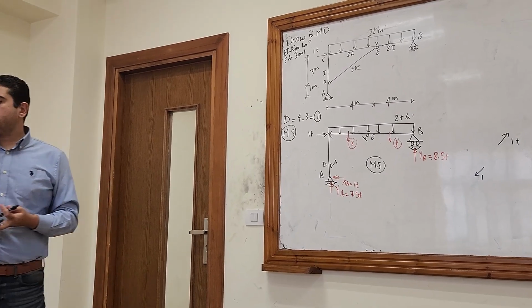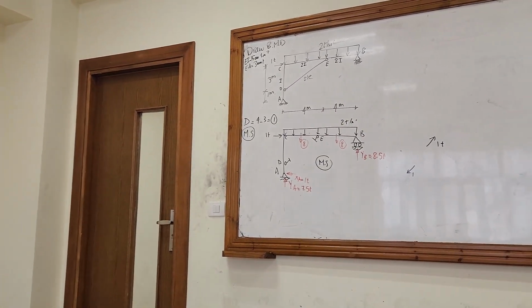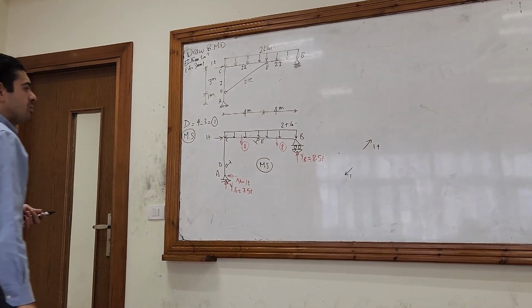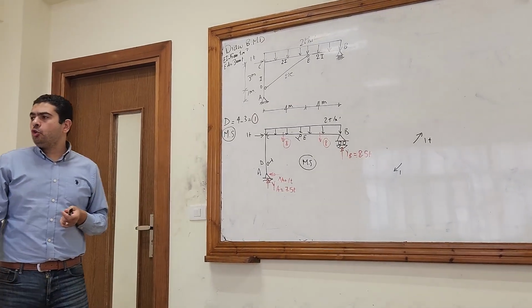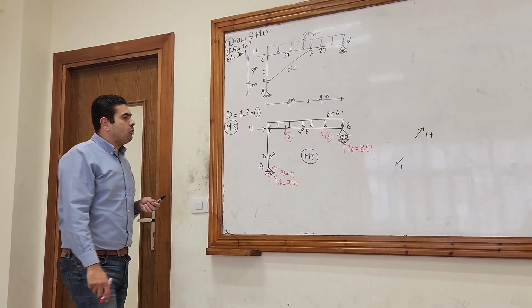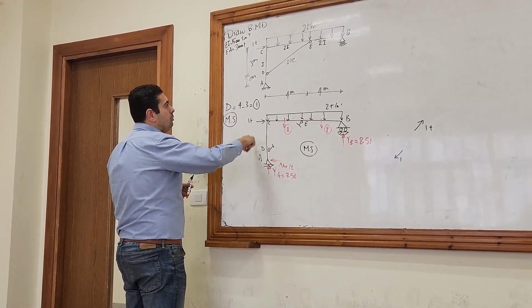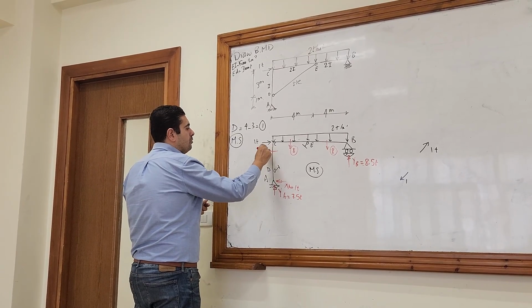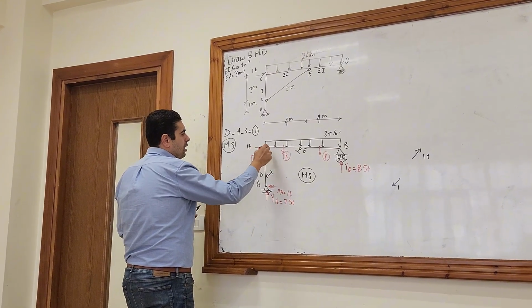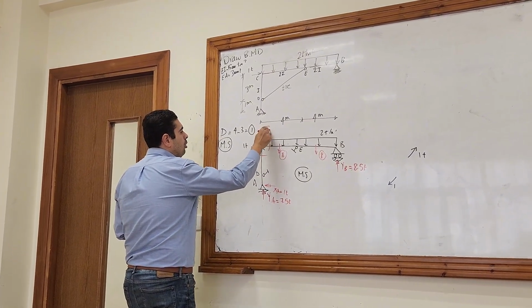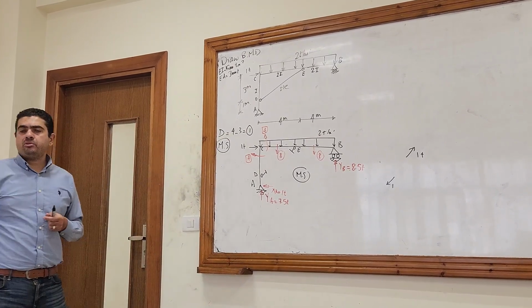Let's draw the moment. It is a frame. How can I draw a moment for a frame? I have first to calculate the moment at the joints. How many joints do I have? I have only one joint here. The moment will be 1 multiplied by 4, which is 4 in this direction. So the other direction has to be also 4 in the opposite direction.